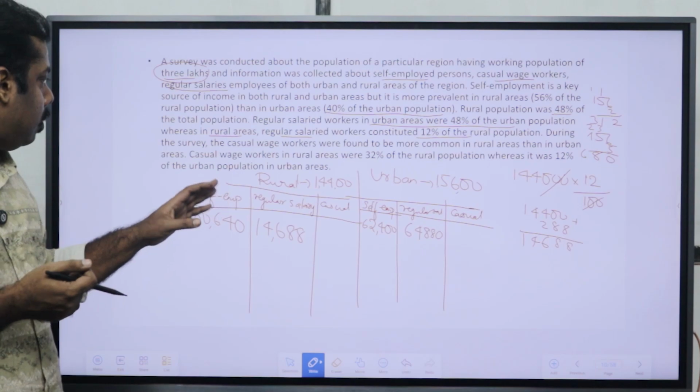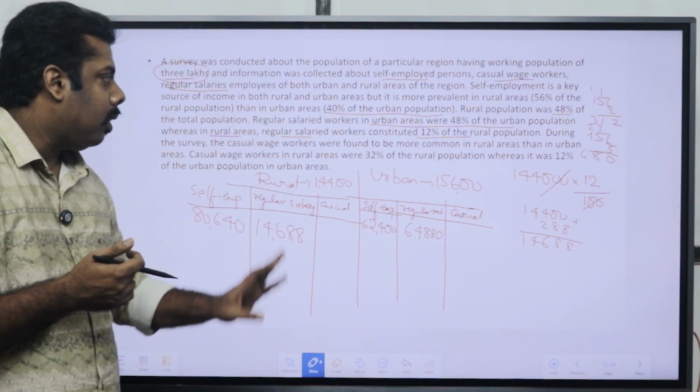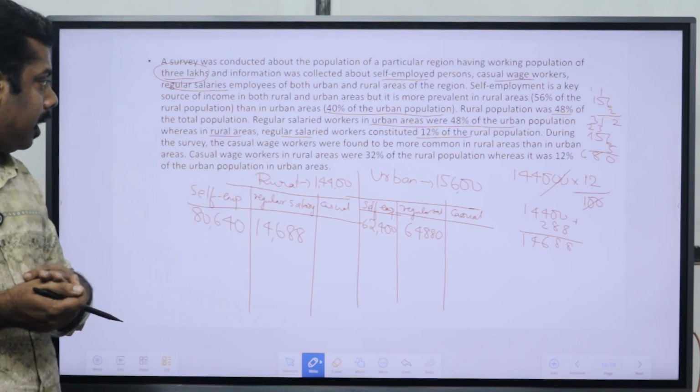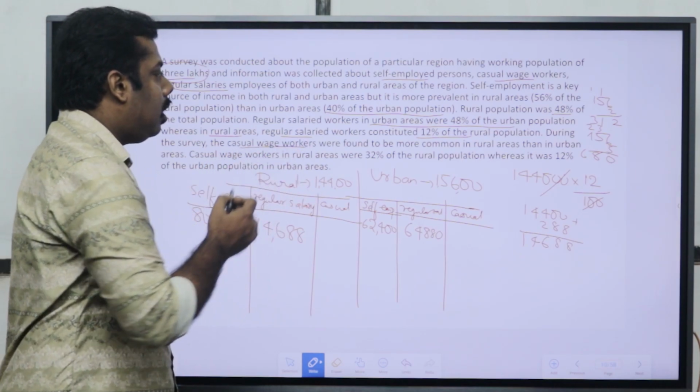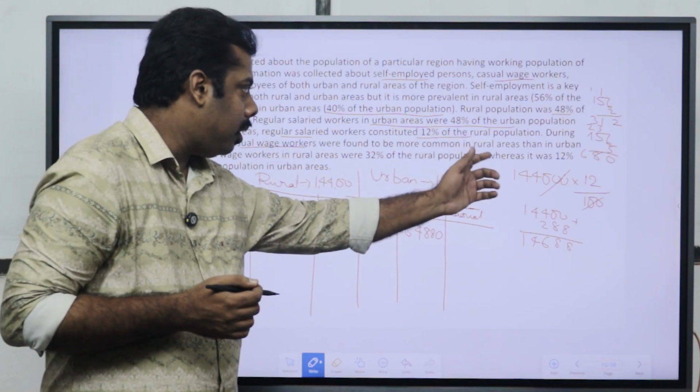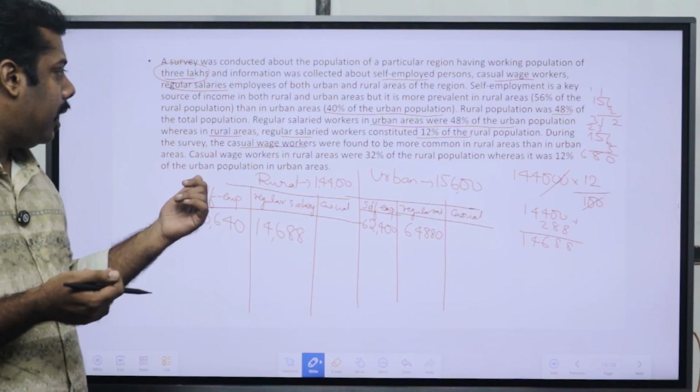Now moving on to the next point. Now they have told about the casual wage workers. They have told that it is most commonly found in rural areas than in urban areas.